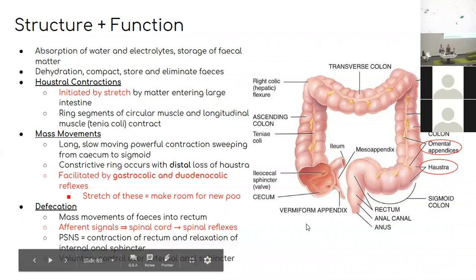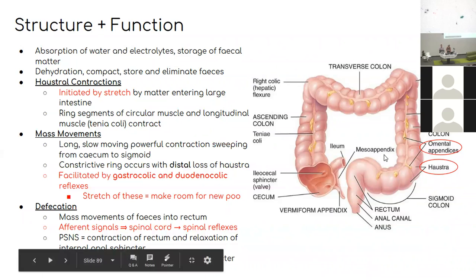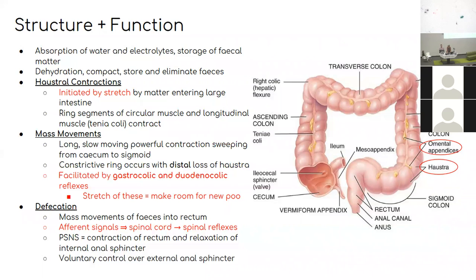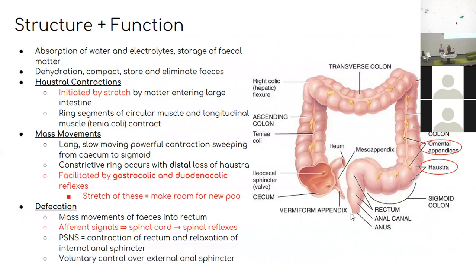And then defecation as well is a reflex. So once the mass movement gets everything into the rectum, you're going to get afferent stretch signals going to your spinal cord, and then the spinal reflex moves back and causes contraction. So you're going to have your parasympathetic nervous system activated here to get contraction of your rectum, but relaxation of your internal anal sphincter, and then just knowing that you have voluntary control over the external anal sphincter.